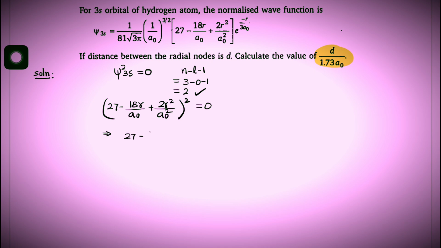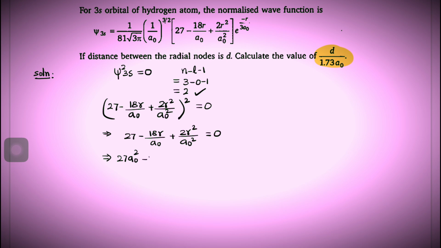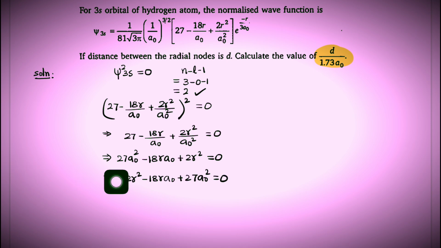So further we can write 27 minus 18 r by a naught plus 2 r square by a naught square is equal to 0. Now we multiply by a naught square so that it cancels out, and we get 27 a naught square minus 18 r a naught plus 2 r square equal to 0. Let's rewrite it: 2 r square minus 18 r a naught plus 27 a naught square equal to 0. This is just a quadratic equation in terms of r.